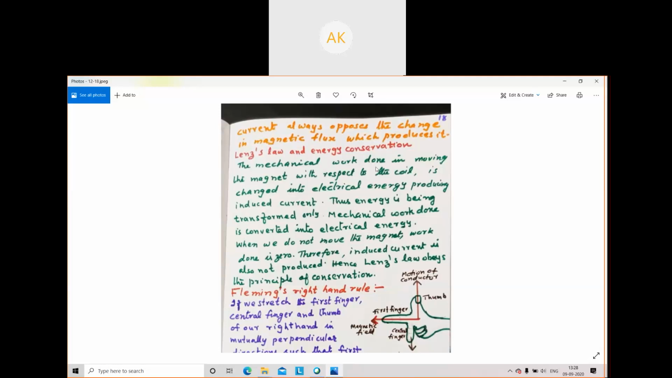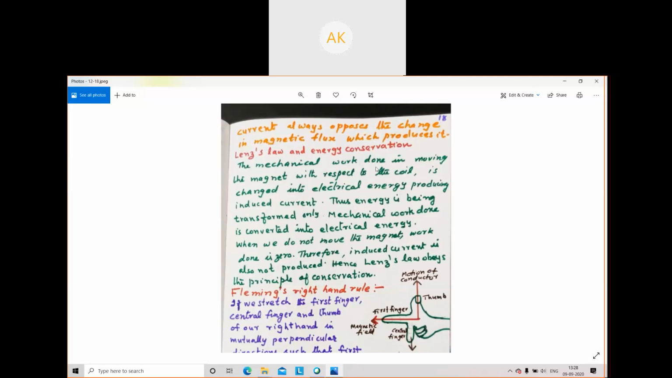So Lenz's law, you see, a coil and a magnet is there. How is electrical energy produced there? According to energy conservation, we cannot create energy, but actually here current is induced, electrical energy is produced there, no? How is it possible? How does it obey energy conservation?